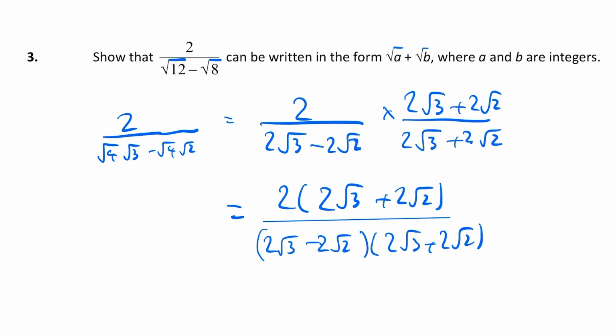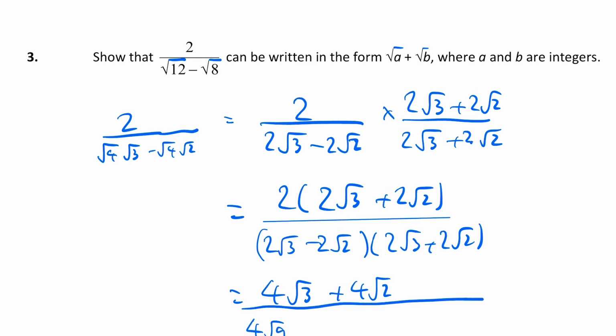Now, I've just realised we could have actually divided the whole thing by 2 to make it more straightforward, but we've got this far now, so we might as well continue and can divide by that 2 later on, hopefully. So the numerator will be 4 root 3 add 4 root 2, and the denominator, you would end up with 4 root 9. You'd end up with 4 root 6. And from those 2, you'd end up with minus 4 root 6, and you'd end up with take away 4 root 4.